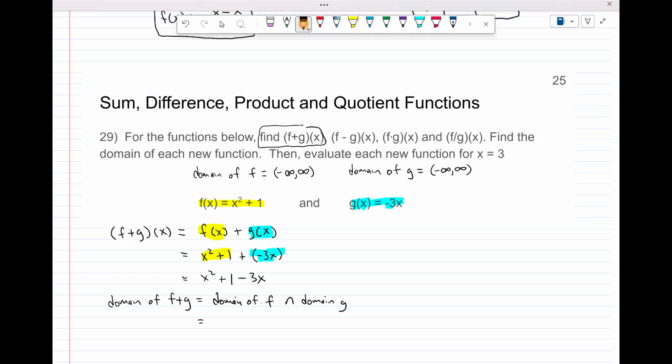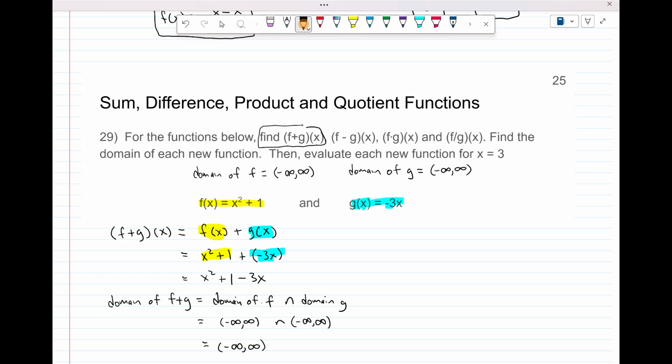But in this case, the domain of f is just all real numbers, and the domain of g is just all real numbers. And so what numbers are in both all of the real numbers and all of the real numbers? Well, it is all of the real numbers. And so we are done.